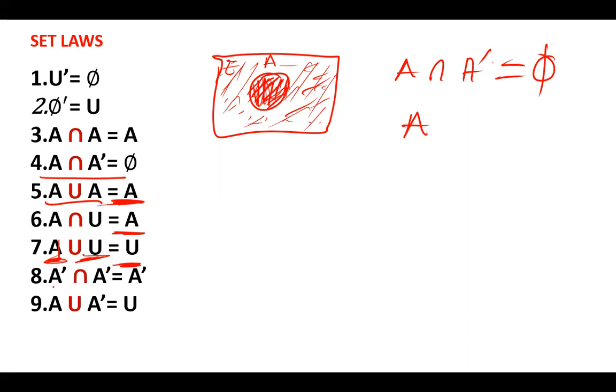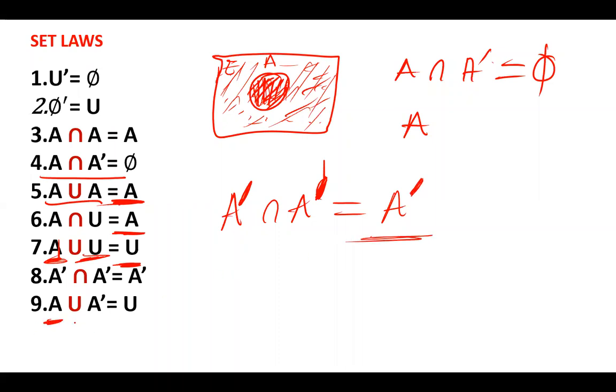And then when you find A complement intersection A complement, the answer will still be A complement. That's how it is. Because you're trying to find what is outside A, you find the common elements between what is outside A and also what is outside A. The answer will be exactly what is outside A.